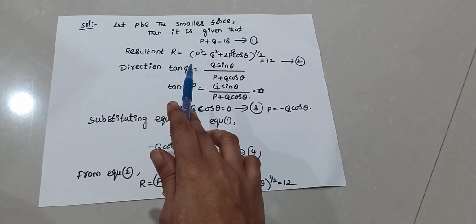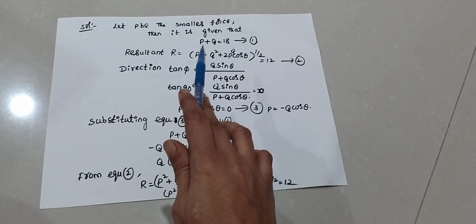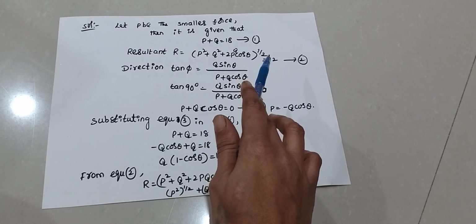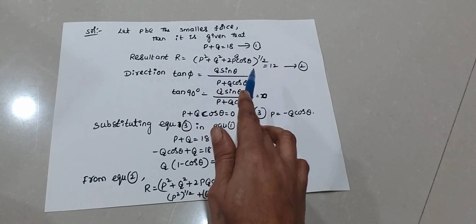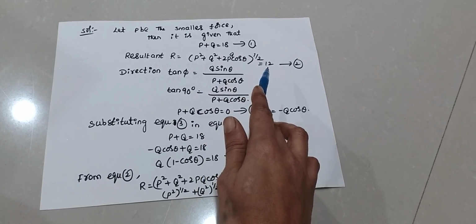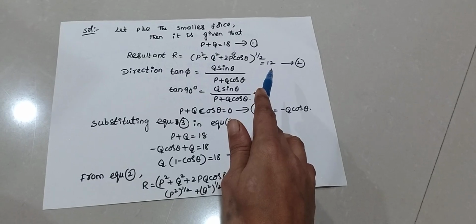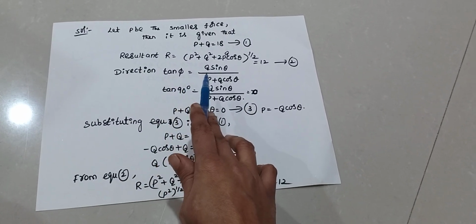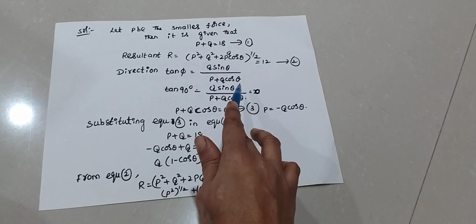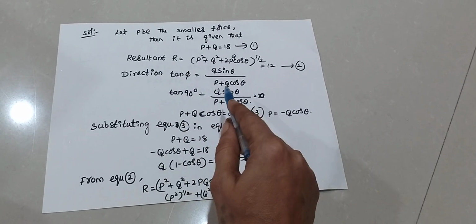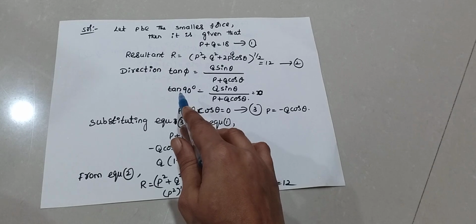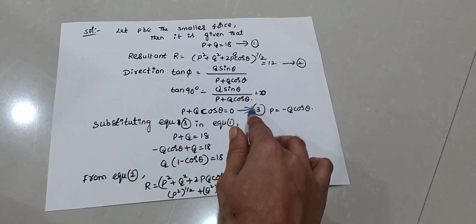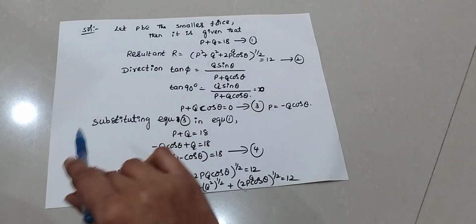Resultant R is equal to, what is the formula for R? R is equal to P square plus Q square plus 2PQ cos theta, whole to the power of 1 by 2. The resultant magnitude is equal to 12, also given in the problem. Direction: tan alpha is equal to Q sin theta by P plus Q cos theta. In the problem, alpha is equal to 90 degrees. Tan 90 degrees is equal to Q sin theta by P plus Q cos theta.